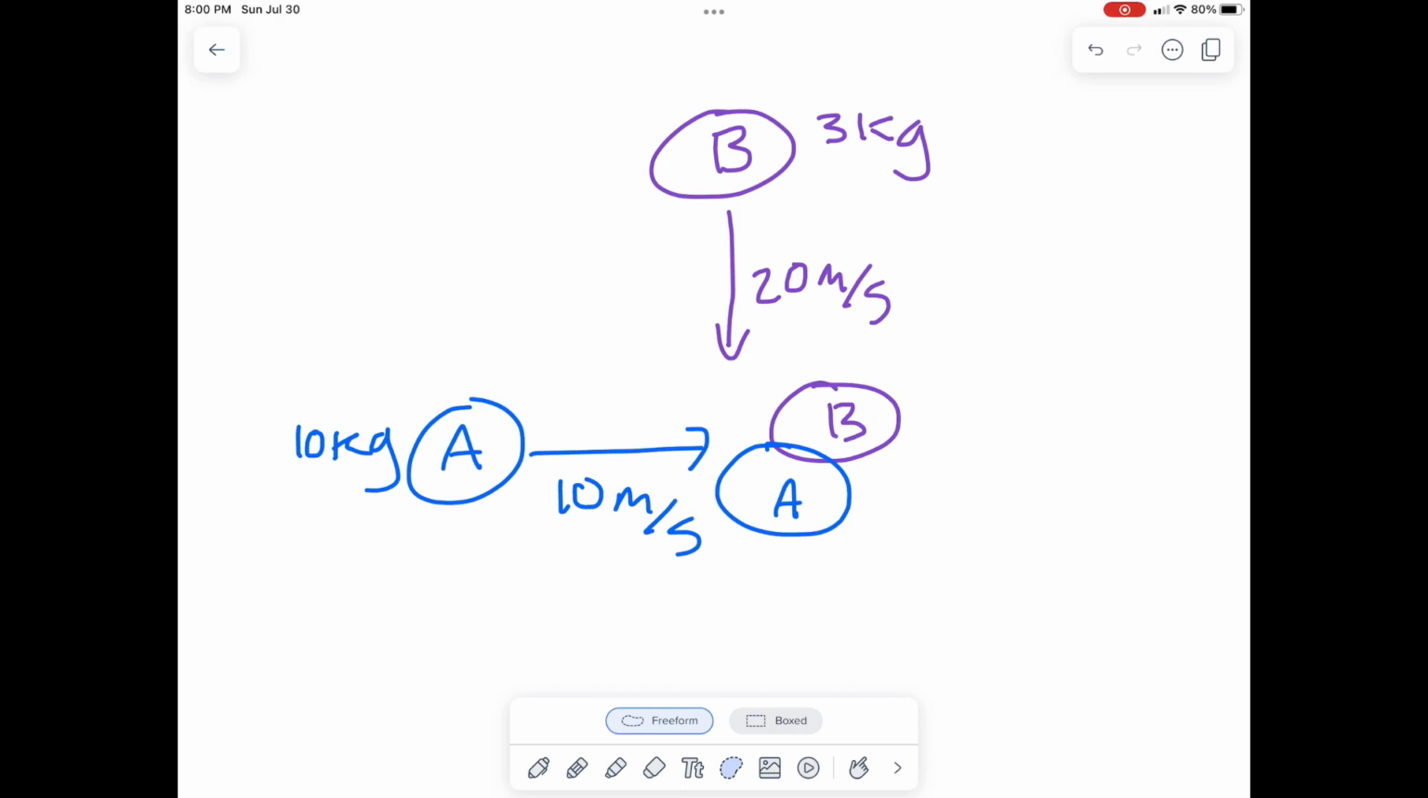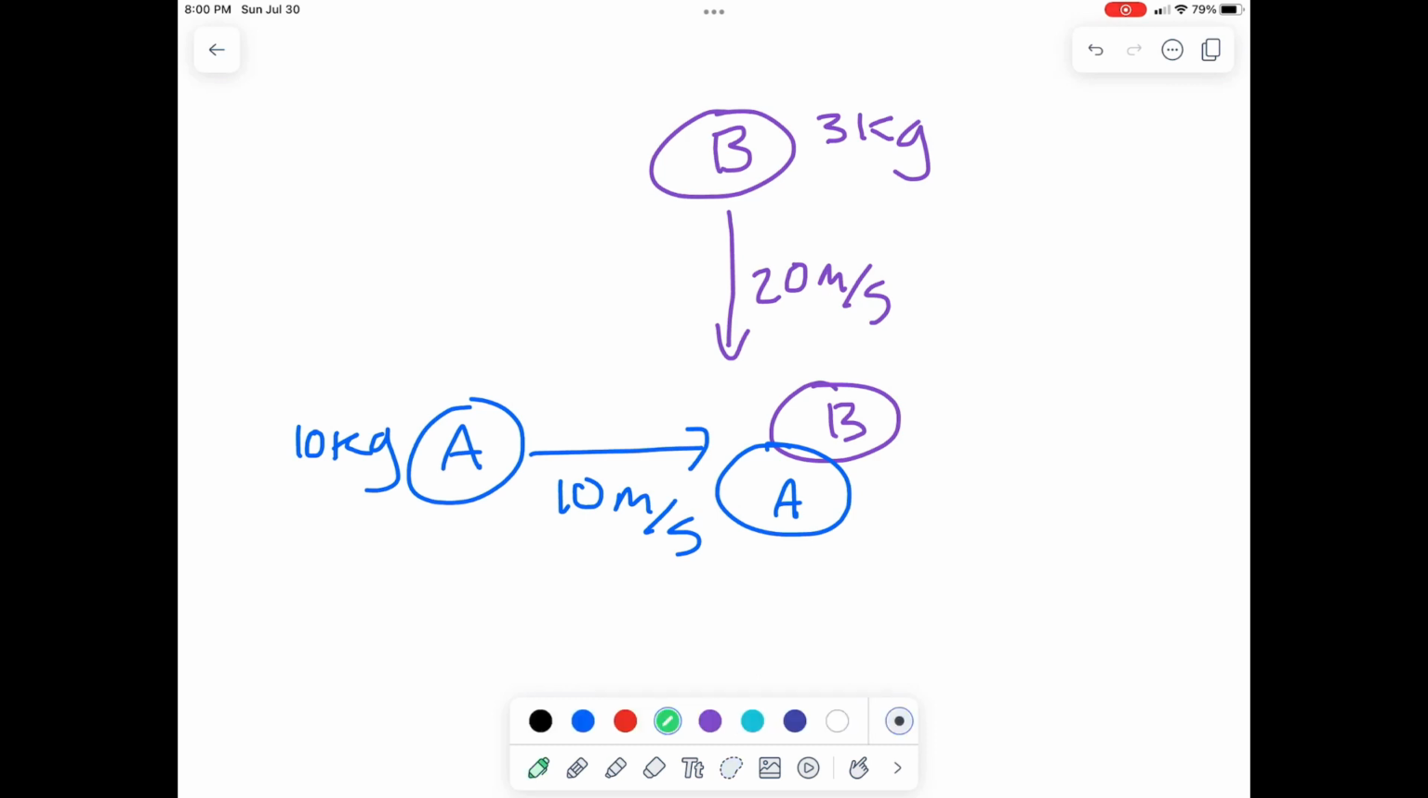So in this scenario, I have a block A of mass 10 kilograms moving at 10 meters per second directly to the east, and then I have a block B of mass 3 kilograms moving at 20 meters per second due south. And these blocks are going to collide and stick together.